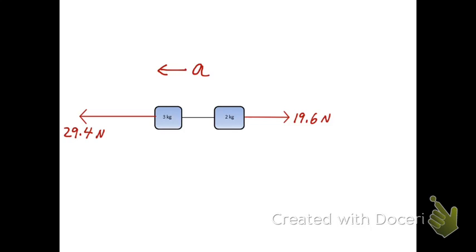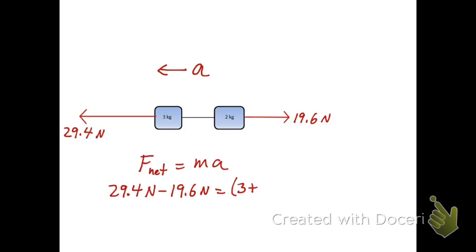Obviously the 29.4 is bigger, so I have a net force not equal to 0. So it's going to accelerate to the left. We'll call that acceleration to the left, and we'll call that our positive direction. It always works out well to use your direction of motion as positive. We can use Newton's second law then. We have two forces, we have a mass. Let's compute the acceleration. Again, I'm using the direction of acceleration as positive.